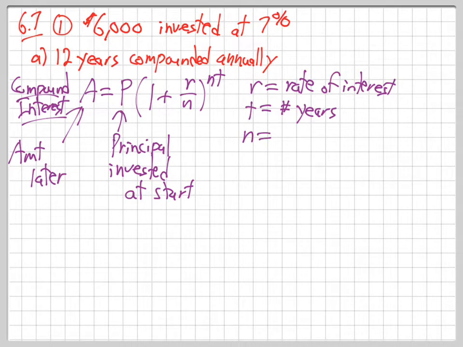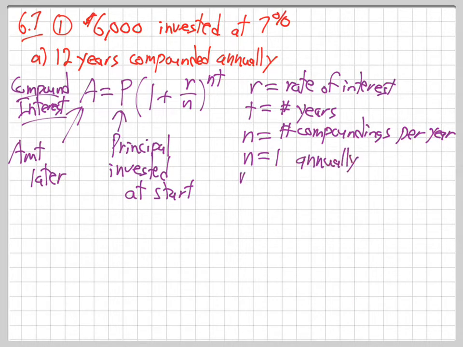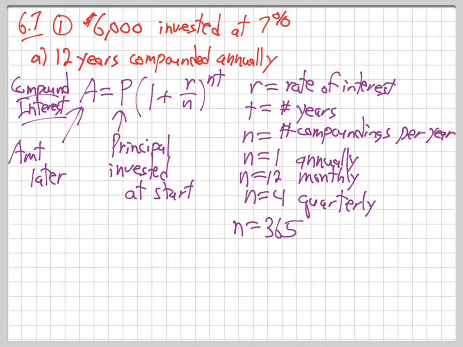And N is the number of compoundings per year. So N equals 1 if it's compounded annually. N equals 12 for monthly. N equals 4 for quarterly, because that's 4 times a year. If it was daily, that'd be 365 if they have daily compounding. So those are the variables.